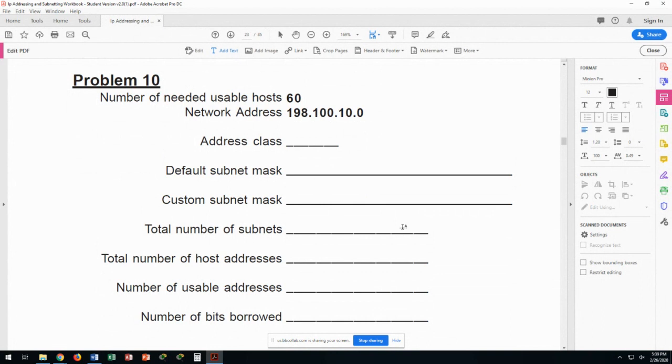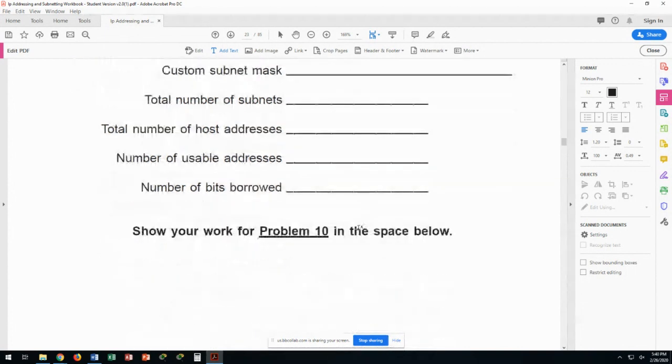6, right? So 6 will get us 64. So how many bits are left? 2, right? So that's all that we can borrow. We can only borrow 2 because we have to have 6 for the host. And so then everything else will fall into play. But this throws a lot of students the first time because they try to solve for networks for host, and then they get all messed up, because it asks for host first.